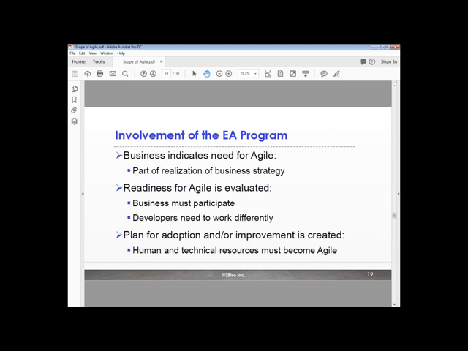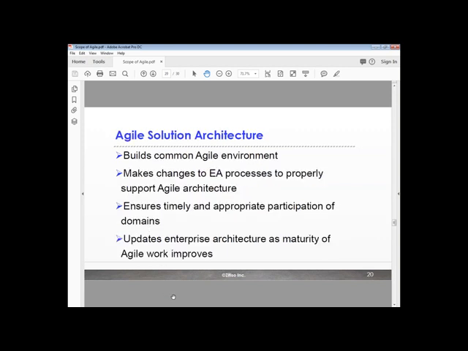So arguably, if leadership in business has said we want to be Agile, the enterprise architecture program should have actually initiated an Agile solution architecture program to tackle all of the issues so that we can see the indicators for business, we can get the technology and people ready for it, so business has to participate, developers need to work differently, and that we have all of the resources at the ready.